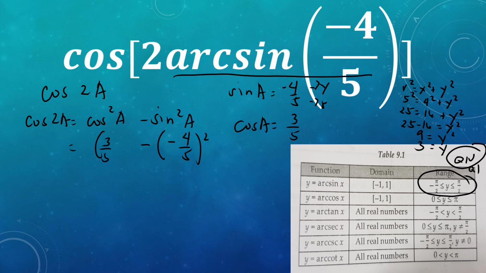So, we have 3 over 5 squared. Squaring both numerator and denominator, it will be 9 over 25 minus negative 4 over 5 squared, which is equal to 16 over 25. So, therefore, cos 2A is equal to negative 7 over 25.